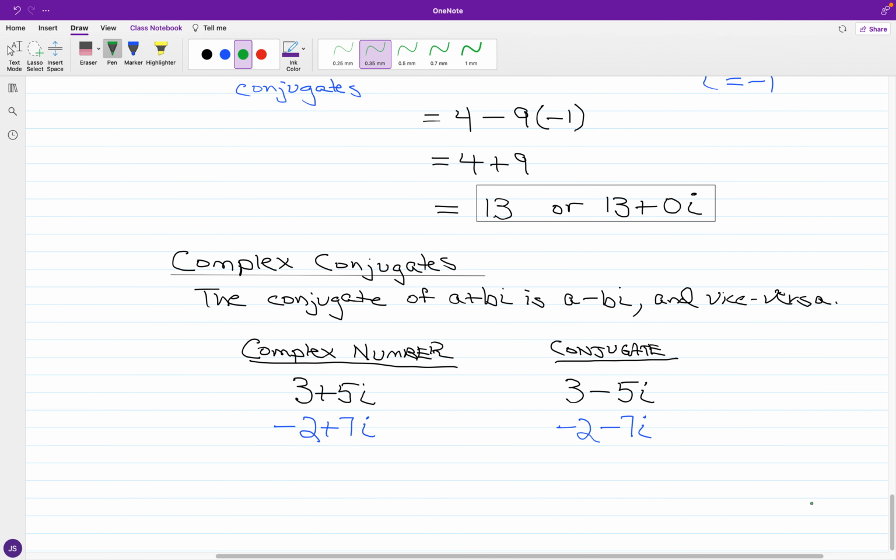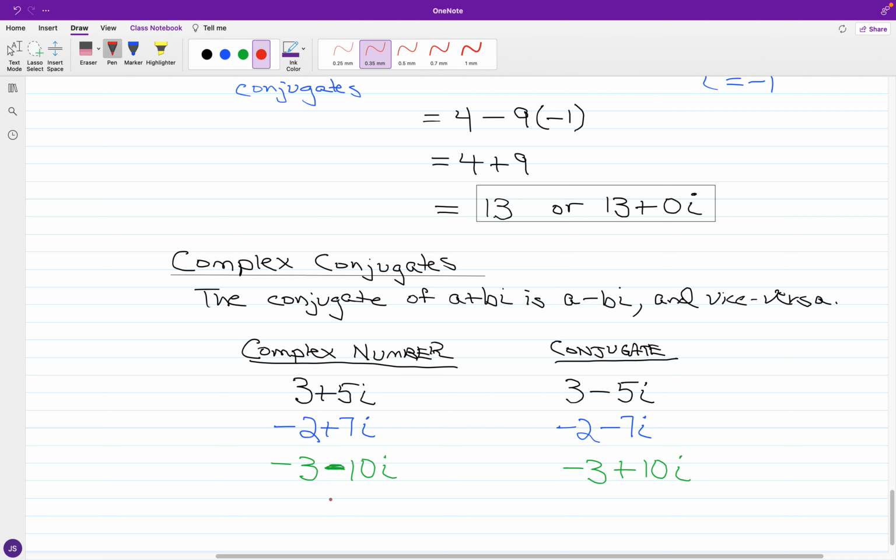Let's see if I have another case here. Let's say that if I have an expression of negative terms, say negative 3 minus 10i, again, for both conjugate expressions, just the constants will be the same. But for the i terms, you're going to have opposite sign values. Okay, so the conjugate of negative 3 minus 10i is going to be negative 3 plus 10i.